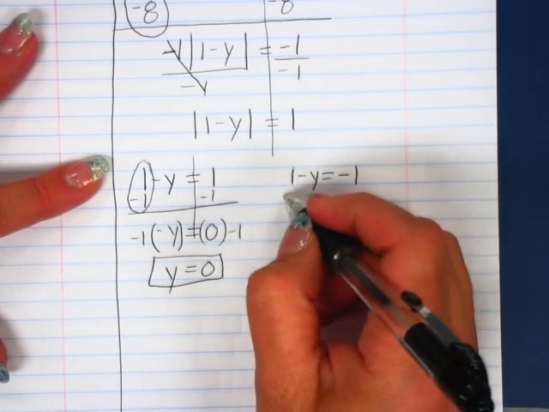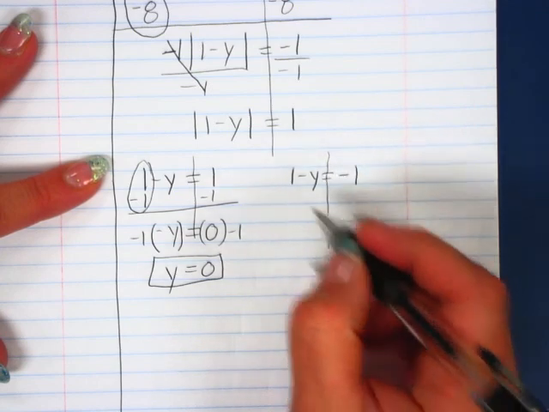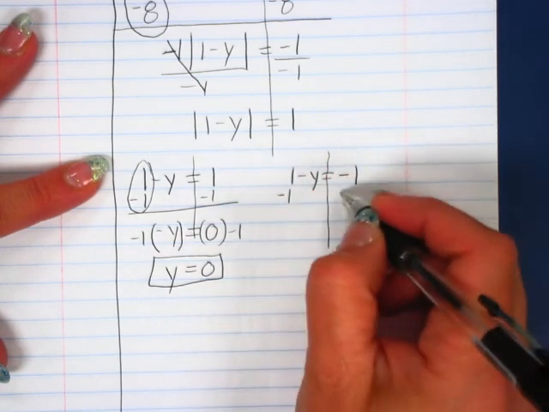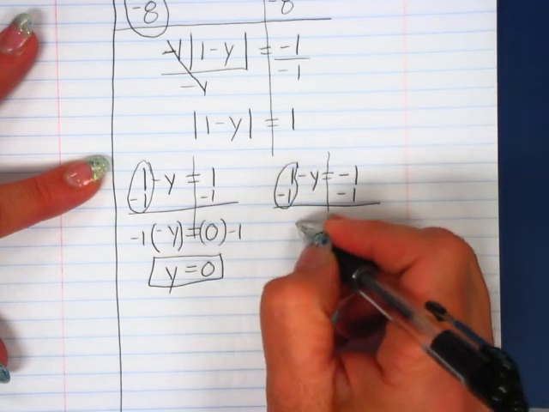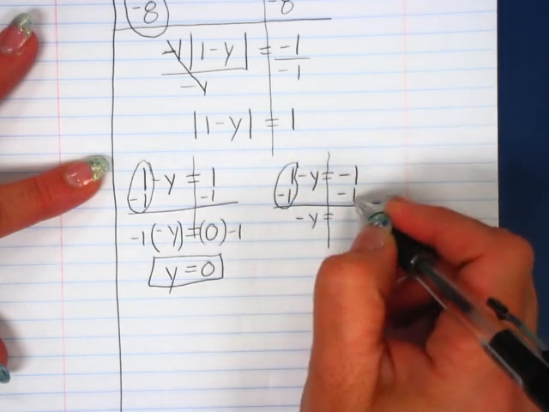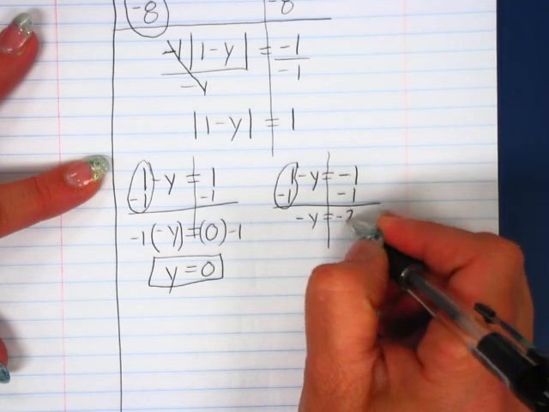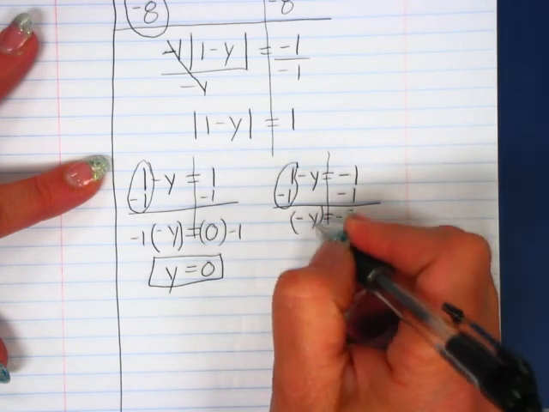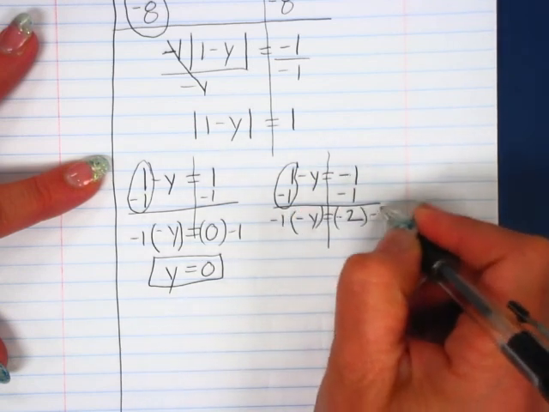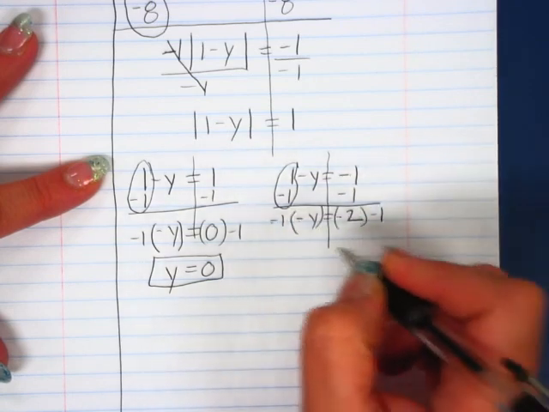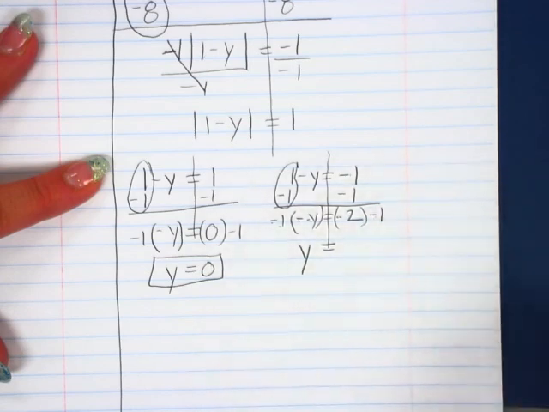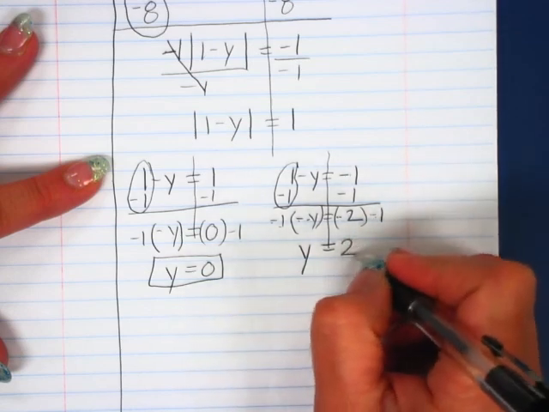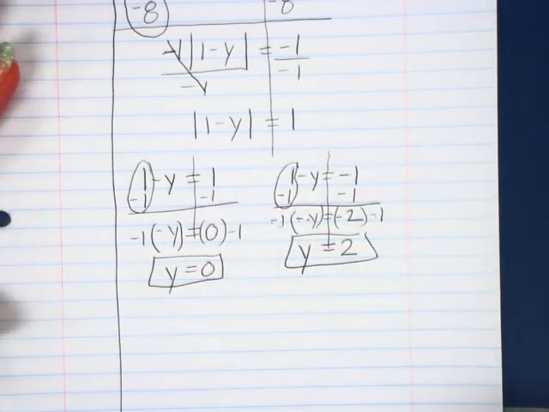Okay, again, I'm going to get the y by itself, 1, and I'm going to subtract that 1 from both sides. This equals the 0. I get negative y on this side. Negative 1 and negative 1 makes negative 2. Multiply by the negative 1. Again, a negative times a negative is a positive. 1 times y is y. Negative times a negative is a positive. 2 times 1 is 2. So I have the answers of 0 and 2.